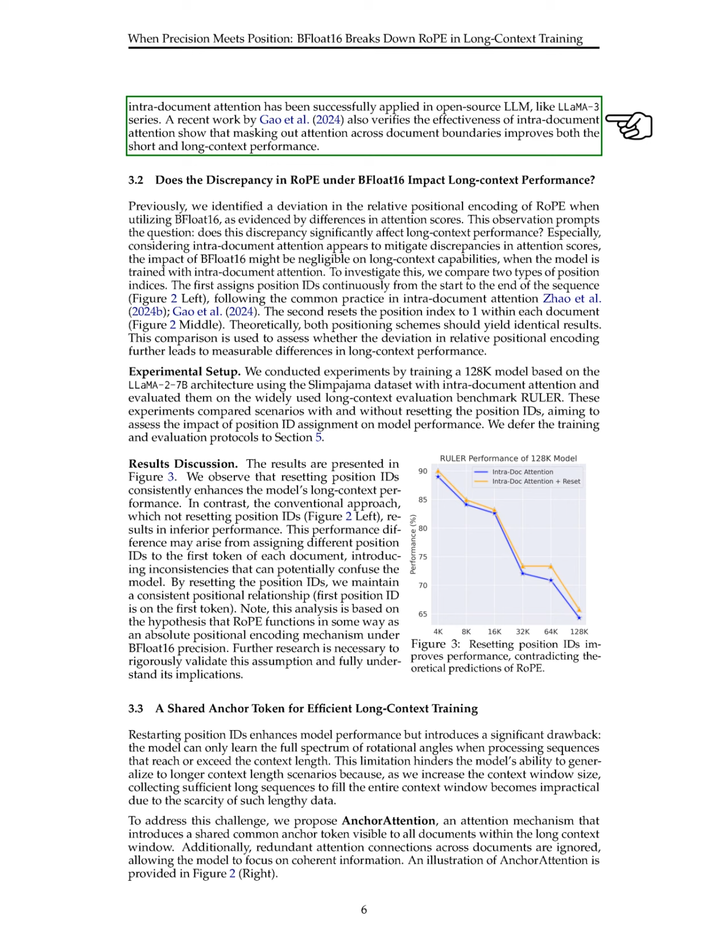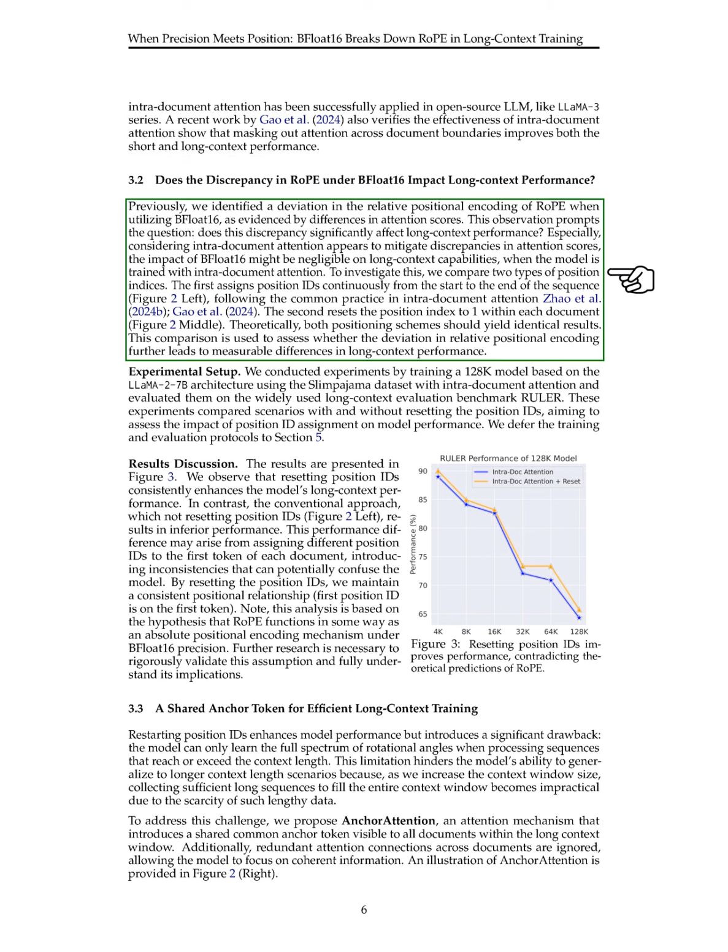We also questioned whether the discrepancies in RoPE under BFloat16 significantly impact long context performance. Given that intra-document attention seems to reduce these discrepancies, we hypothesized that the effects of BFloat16 might be minimal when using this attention type. To test this, we compared two positioning methods, one that assigns position IDs continuously throughout the sequence and another that resets the position index for each document.